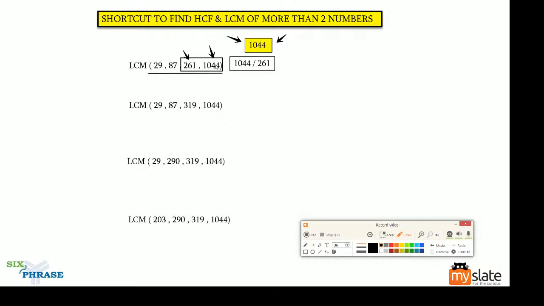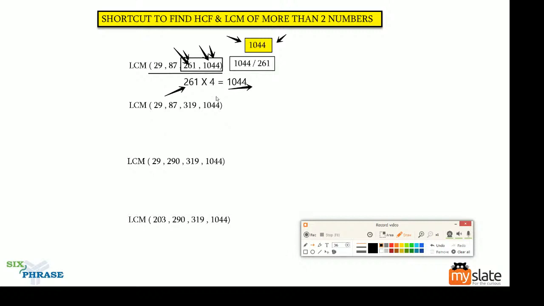Where does it vanish? It is not vanishing, guys. Actually, 261 is already a part of 1044, because only then can 261 divide 1044. I can write it as 261 into 4. What do you think is 261 into 4? That is 1044. So you can see you have a 261 in 1044, that is why you are able to divide 1044 by 261.